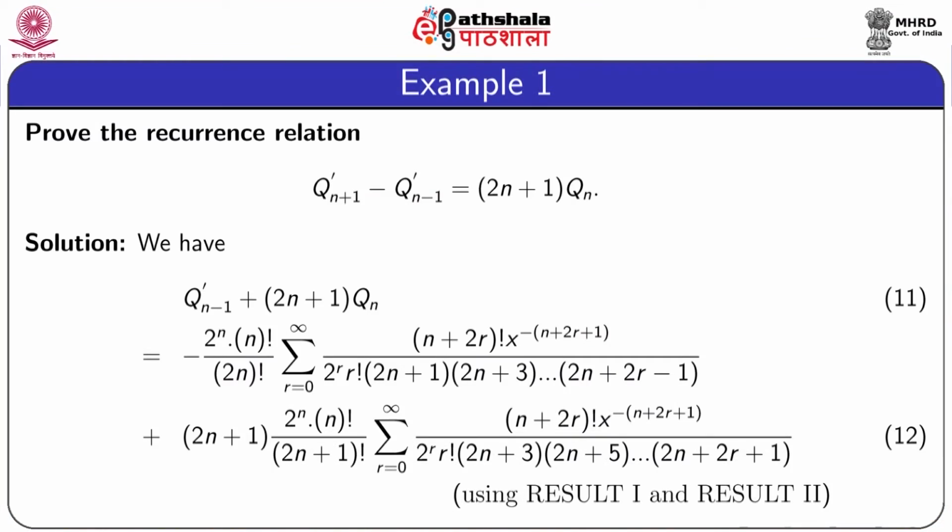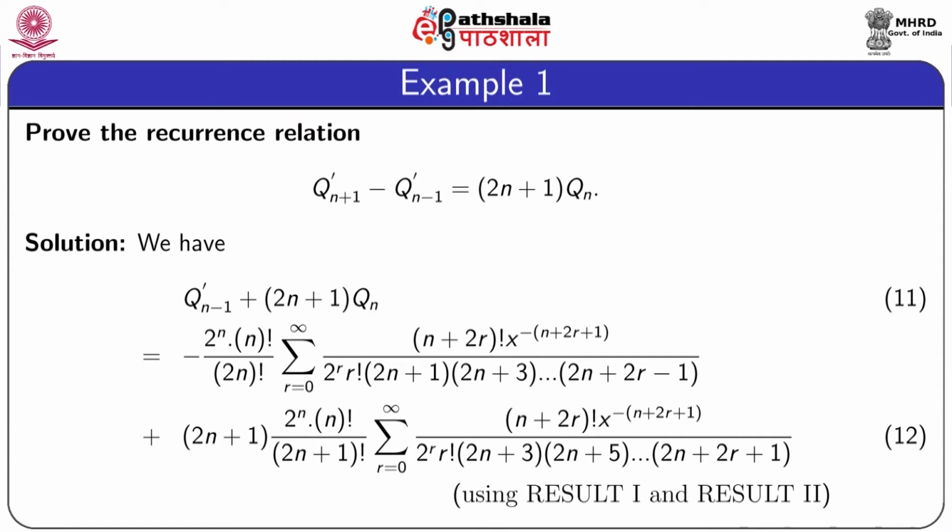We have just derived a few alternate expressions for Legendre functions of second kind, namely Qn(x), Q'n and Q'n+1. Next we will see how we use these results 1, 2 and 3 in the recurrence relation and its proof. We will also solve one or two examples which will highlight the use of Legendre's function of second kind. We now prove the recurrence relation Q'n+1 minus Q'n-1 is equal to (2n+1) into Qn.